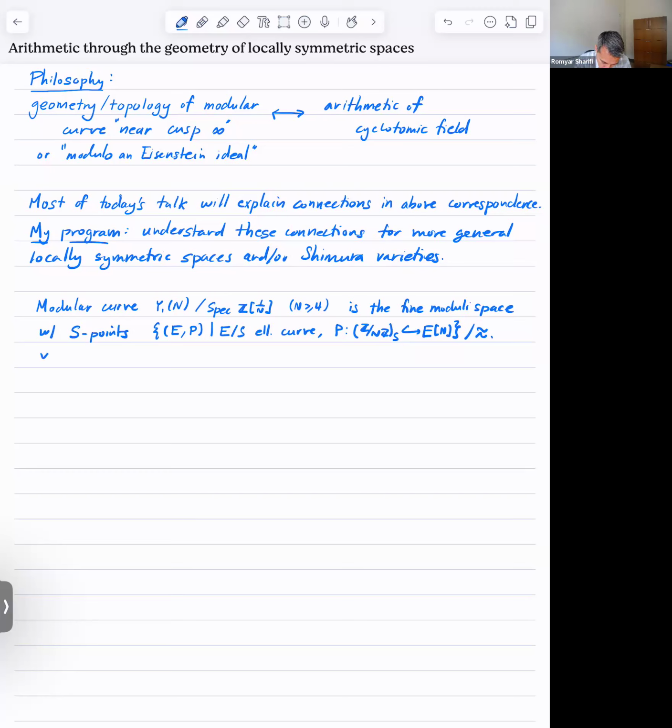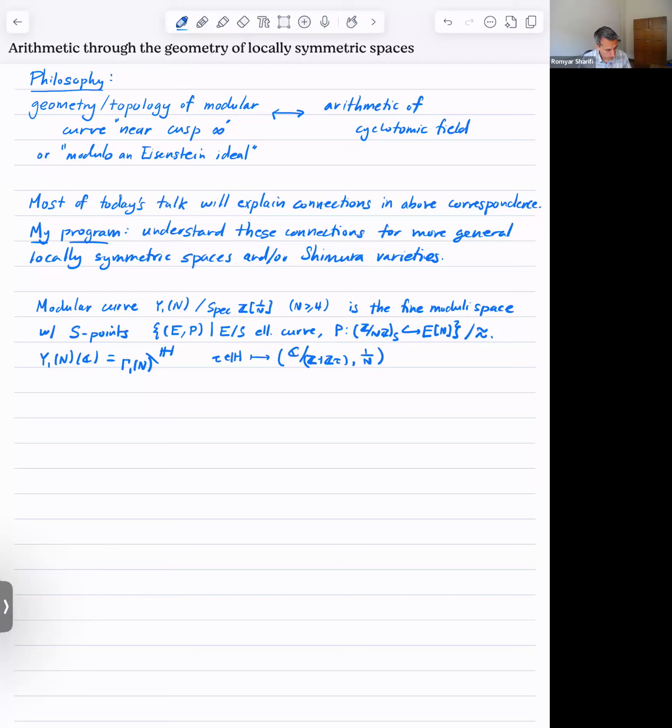Its C-points are the more classical object, which is the complex upper half plane modulo the action of SL2(Z), in particular a congruence subgroup Gamma1(N) inside it. What is the correspondence? A point tau in H gives you a pair: C modulo the lattice Z plus Z tau inside C, together with the point 1/N. That gives you this moduli interpretation.